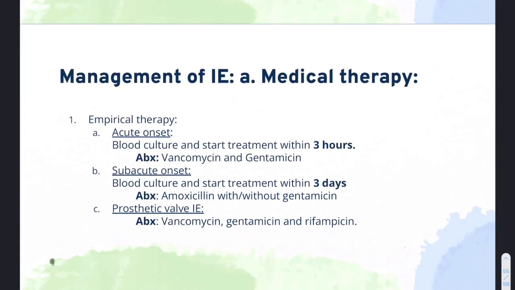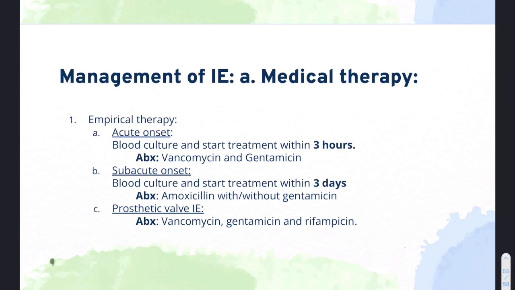Now for the management of infective endocarditis, there is medical therapy and surgical. For medical, it would be antibiotics. The empirical therapy should start as soon as possible. The goal of empirical therapy is to provide broad spectrum coverage. But there is a principle of antibiotic therapy that you need to do blood culture first, then start treatment. Blood culture first to decrease false negative results.